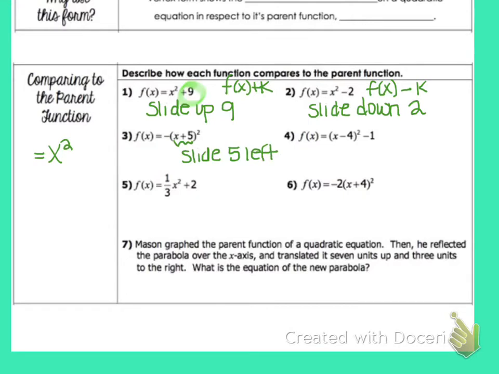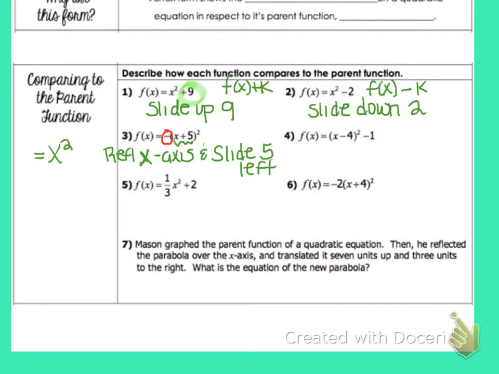And the negative out in front, of course, gives us a reflection over the x-axis. So reflect over the x-axis. That's what that negative does, the reflection over the x-axis, and the plus 5 to the x. Again, it's being done directly to the x, and that's why it's grouped in with x in parentheses. And then we have the squared on the outside. So you can for sure see they took out the x here and replaced it with x plus 5, which is a slide 5 left.